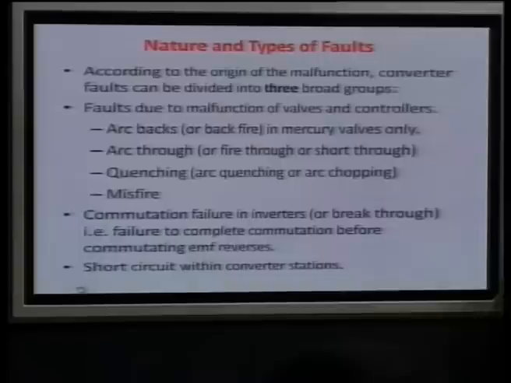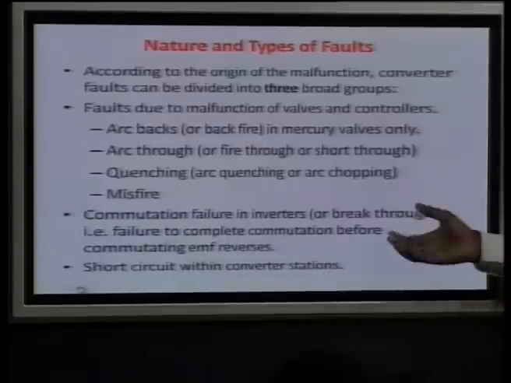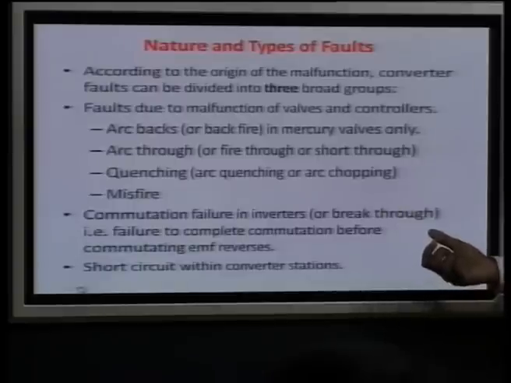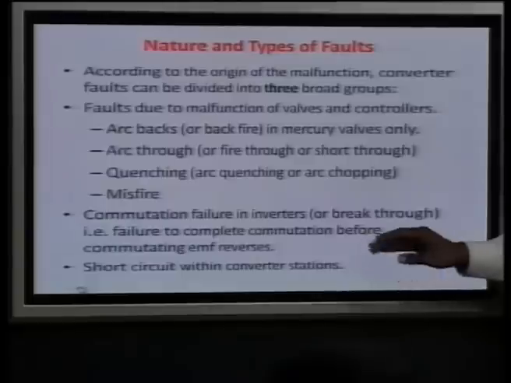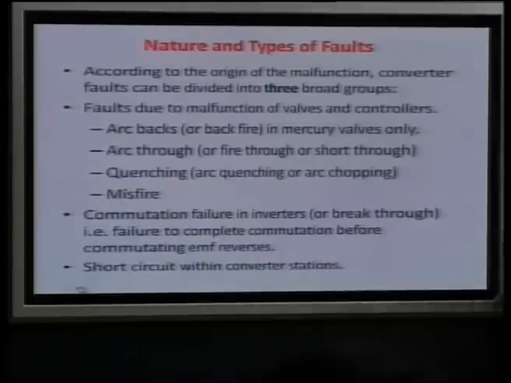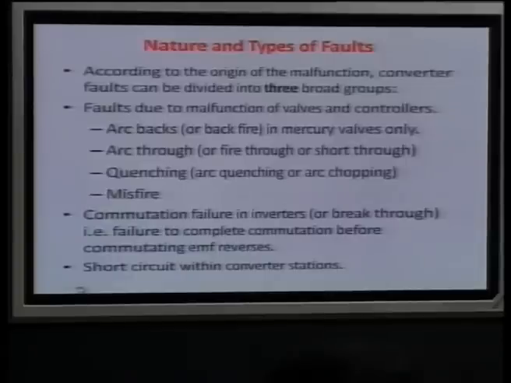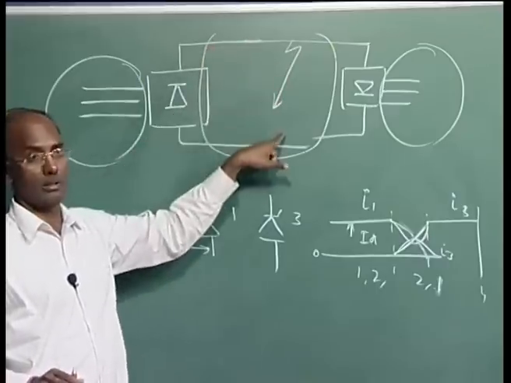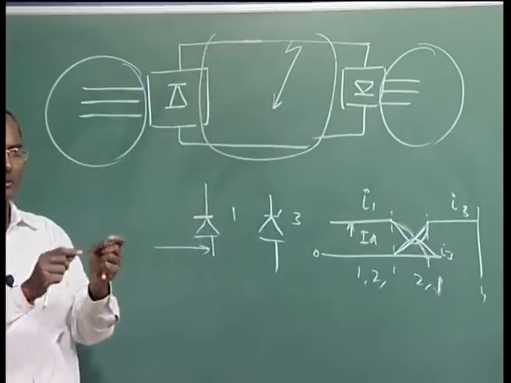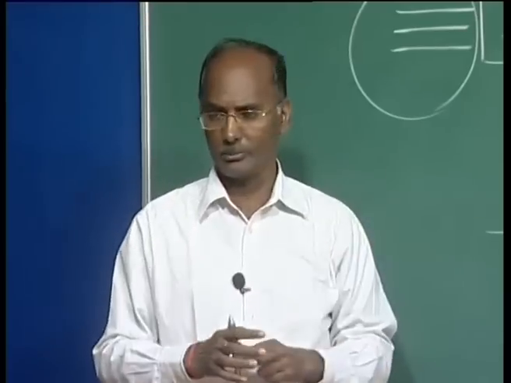Then another is the commutation failure, which only occurs at the inverter end, and it is very common, very frequent. Here it is also known as the breakthrough, that is, a failure to complete the commutation before the commutation EMF reverses. Then another is the short circuit within the converter station itself. We are not talking about short circuit here. Here the short circuit may be a shorting of various firing schemes or valves and so on and so forth.